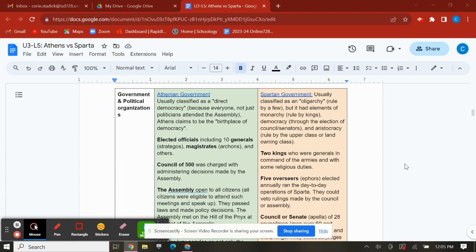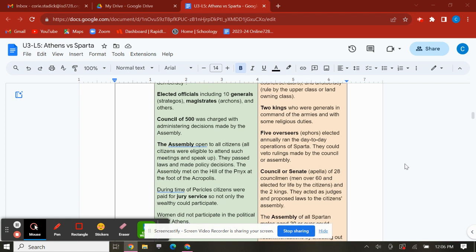Government and political organizations. Athenian government. Usually classified as a direct democracy because everyone, not just politicians, attended the assembly. Athens claimed to be the birthplace of democracy. Elected officials, including 10 generals, strategos, magistrates, archons, and others. The Council of 500 was charged with administering decisions made by the assembly.